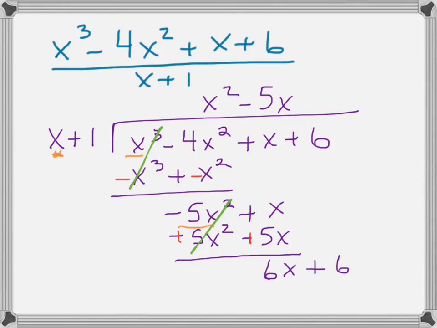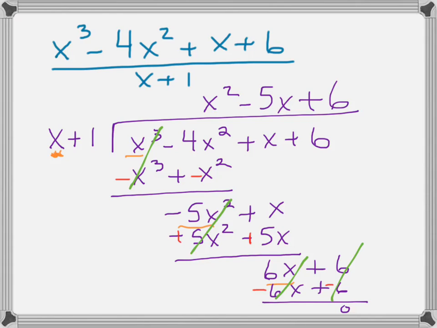Finally, we ask ourselves, what do we multiply x by to get positive 6x? And that would be positive 6. Positive 6 times x gives us 6x. Positive 6 times 1 gives us positive 6. And then we're going to change our signs and add. In this case, both the positive 6x, negative 6x cancel, and then 6 and negative 6 also cancel, giving us a remainder of 0.